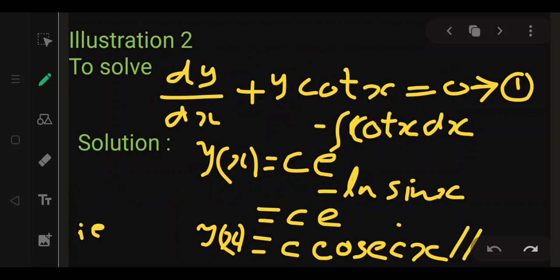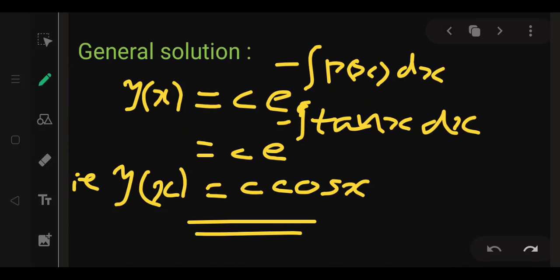Another illustration. Suppose we want to solve the equation dy by dx plus y cot x equal to 0. Compare this equation with the standard form dy by dx plus p(x) into y is equal to 0. Comparing, p(x) equals cot x. So the general solution is y(x) equal to c e raised to minus integral p(x) dx. Substituting, we get y(x) equal to c cosecant x.